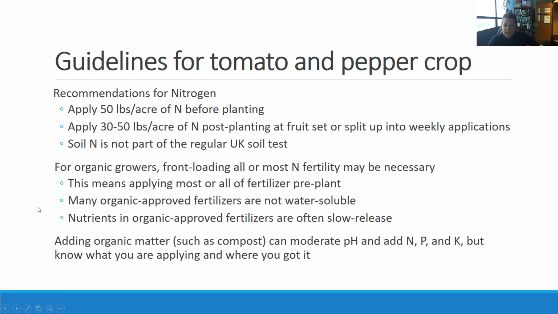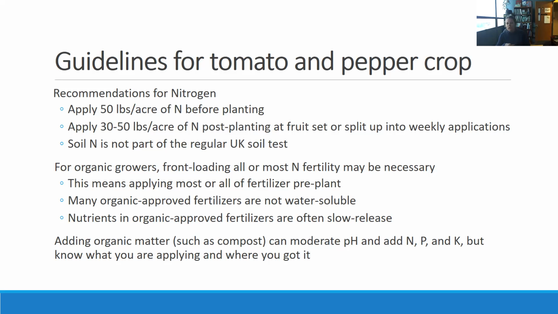For nitrogen, typically what we recommend is 90 pounds per acre of nitrogen prior to planting. That would be a broadcast application. And then you'd follow with 30 to 50 pounds per acre of nitrogen post planting. You could do that as a side dress at fruit set, or you can split it up into weekly applications, which I'll go into a little bit more.